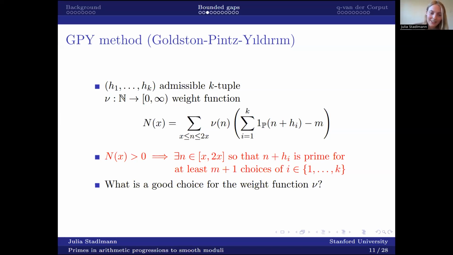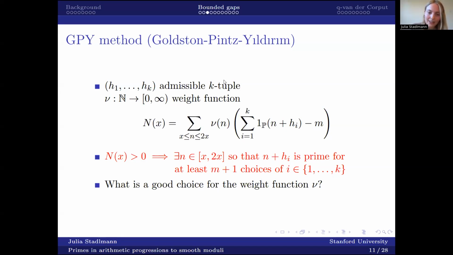So the idea is we have this expression N of x, and we want to show it's greater than 0 for large x. Now that's, of course, much easier said than done, because this is not going to be true for, let's say, most choices of weight function, or at least we're not going to be able to show it. So the big question is, what's a good choice of nu here?